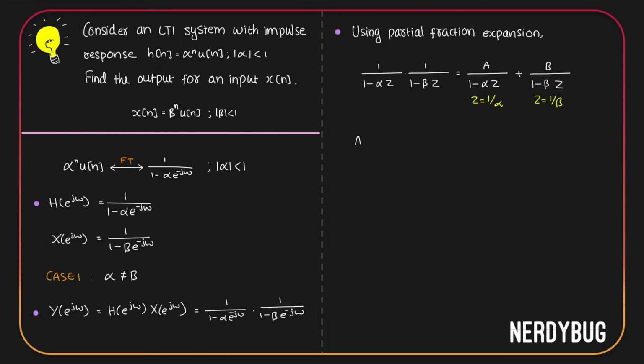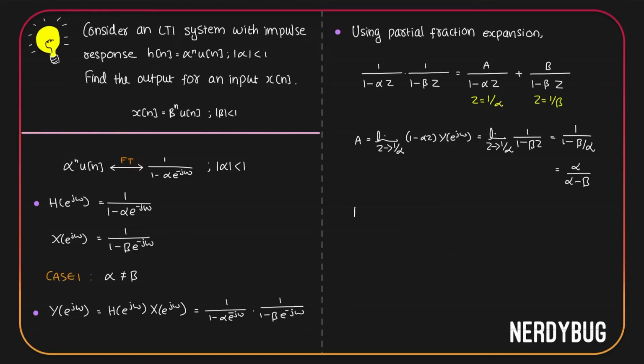Now to find A, we have to take the limit z tends to the pole 1 by alpha, of 1 minus alpha z multiplied by Y of e raised to j omega. This is going to be limit z tends to 1 by alpha, 1 by 1 minus beta z. If we give the value 1 by alpha to z, this will become 1 by 1 minus beta divided by alpha, or alpha divided by alpha minus beta.